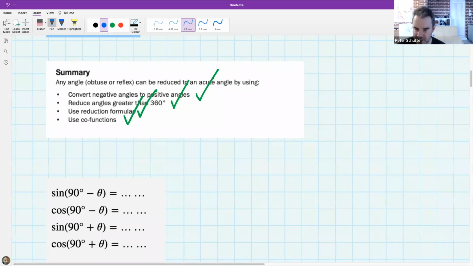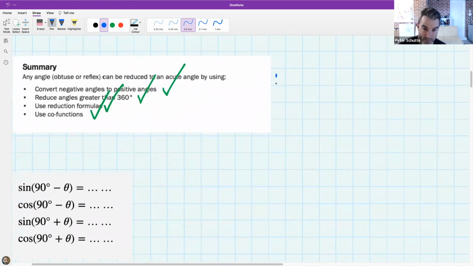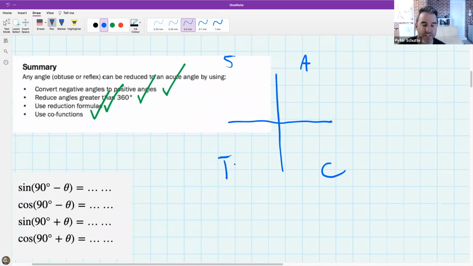Now, those are all fancy words. In reality, what you do is use the CAST diagram. You visualize a particular trig expression. So, I could say the cos of 210, and you either reduce it off the horizontal axis, in which case the trig ratio stays the same, or you can reduce it off the vertical axis. And if that happens, you use the co-ratio of that trig expression.